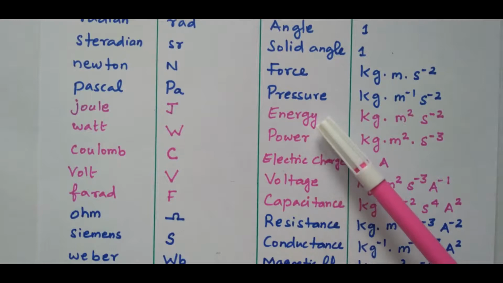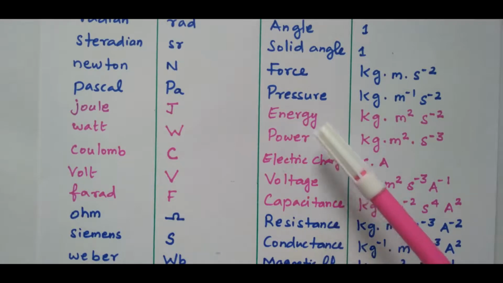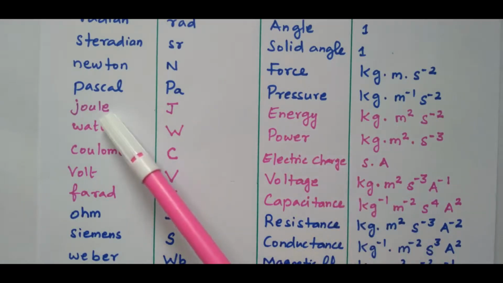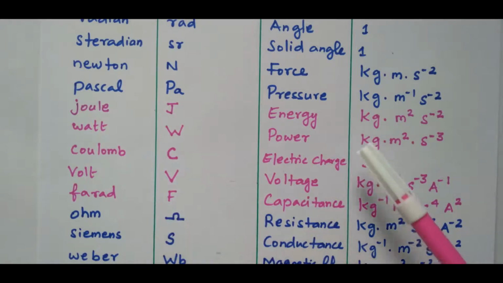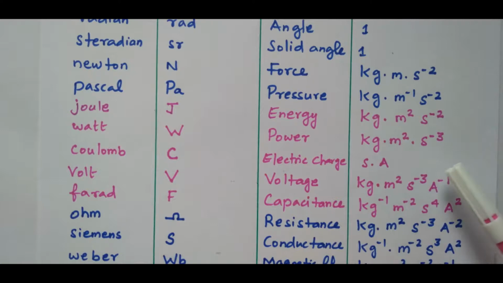Next, energy. The unit is joule, represented by J. For measuring the energy, the unit is joule. What are the base units? kg dot m square dot S power minus 2. Right? kg m square S power minus 2.